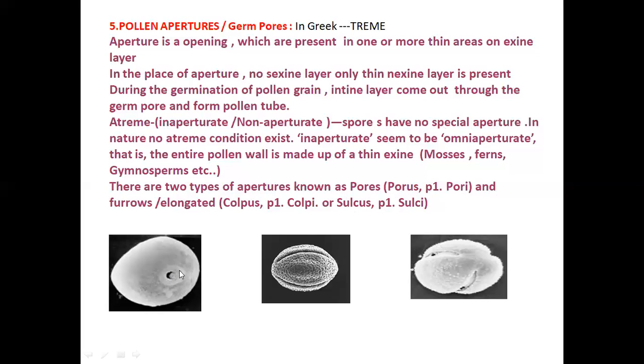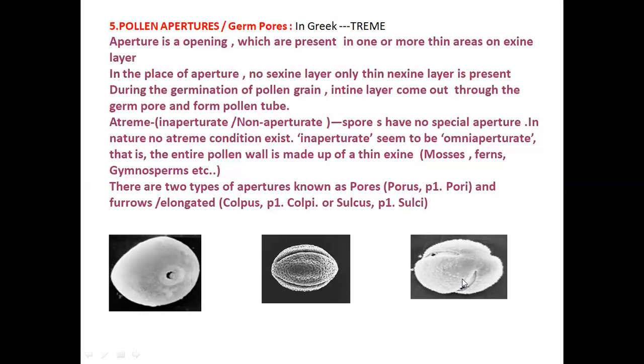So if the aperture is circular, that is called the porate condition. If the aperture is elongated or furrow-shaped, that is known as colpus. If it is arranged in the medial line, that is called sulcus. So these are the two types of apertures. This is called porate. This is called colpus.